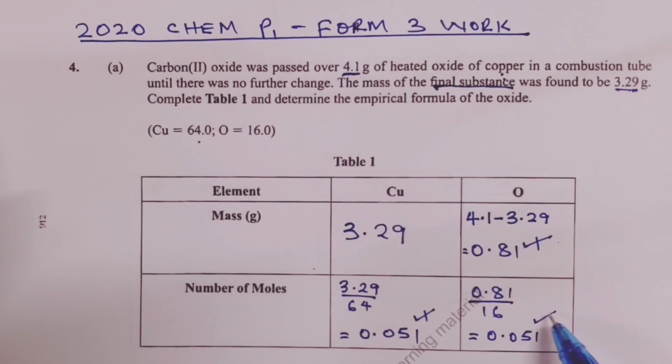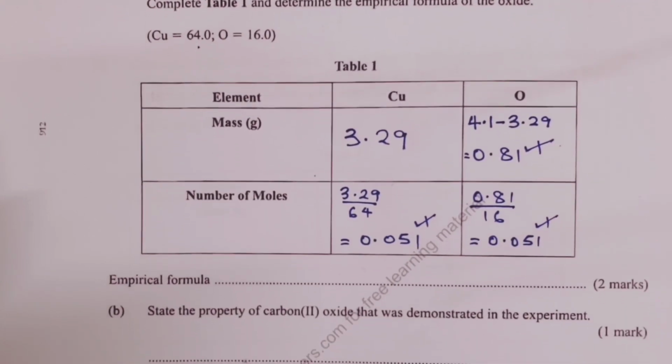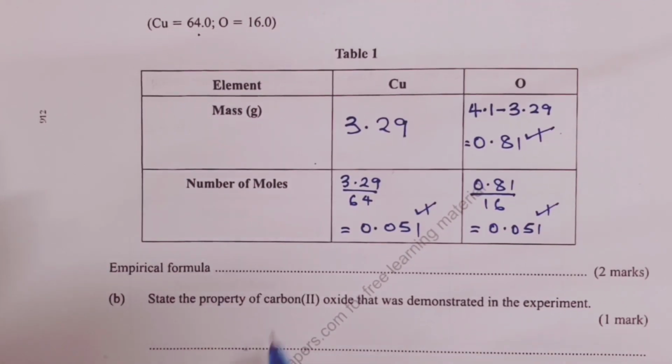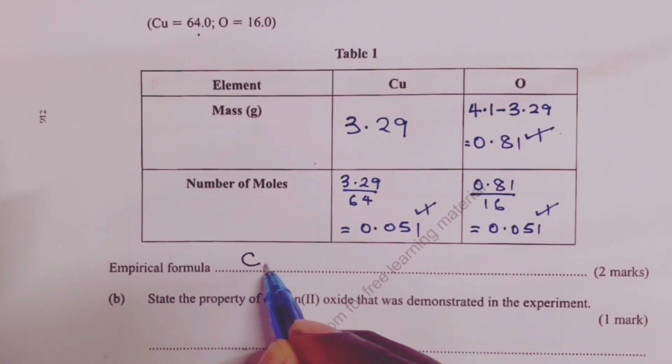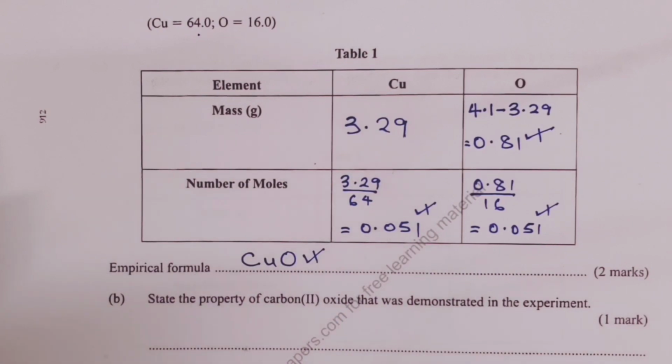0.051. Now we can see that the number of moles are the same. So mole ratio is 1:1. And for that matter, our empirical formula becomes CuO for the last half mark, totaling 2 marks.